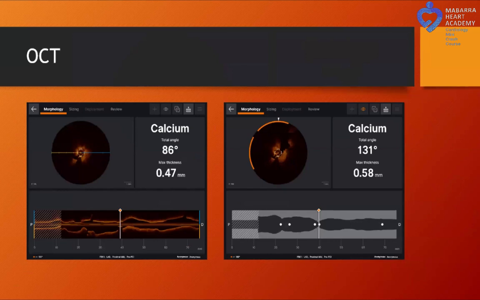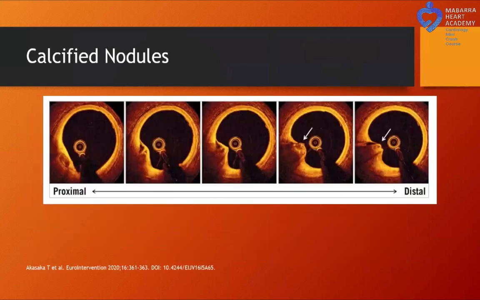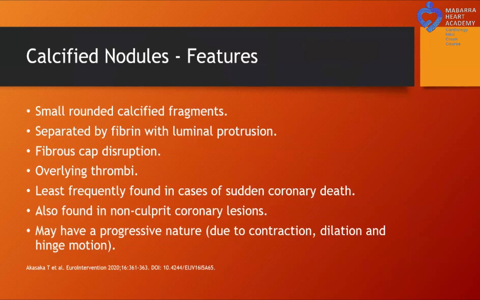However, in this case, just a brief overview of calcified nodules. They are small, rounded, calcified fragments. They're separated by fibrin with luminal protrusion, and can be characterized by fibrous cap disruption. They can have overlying thrombi in cases of ACS. And as I mentioned before, they're the least frequently found in cases of acute coronary syndrome, and can also be found in non-culprit coronary lesions.